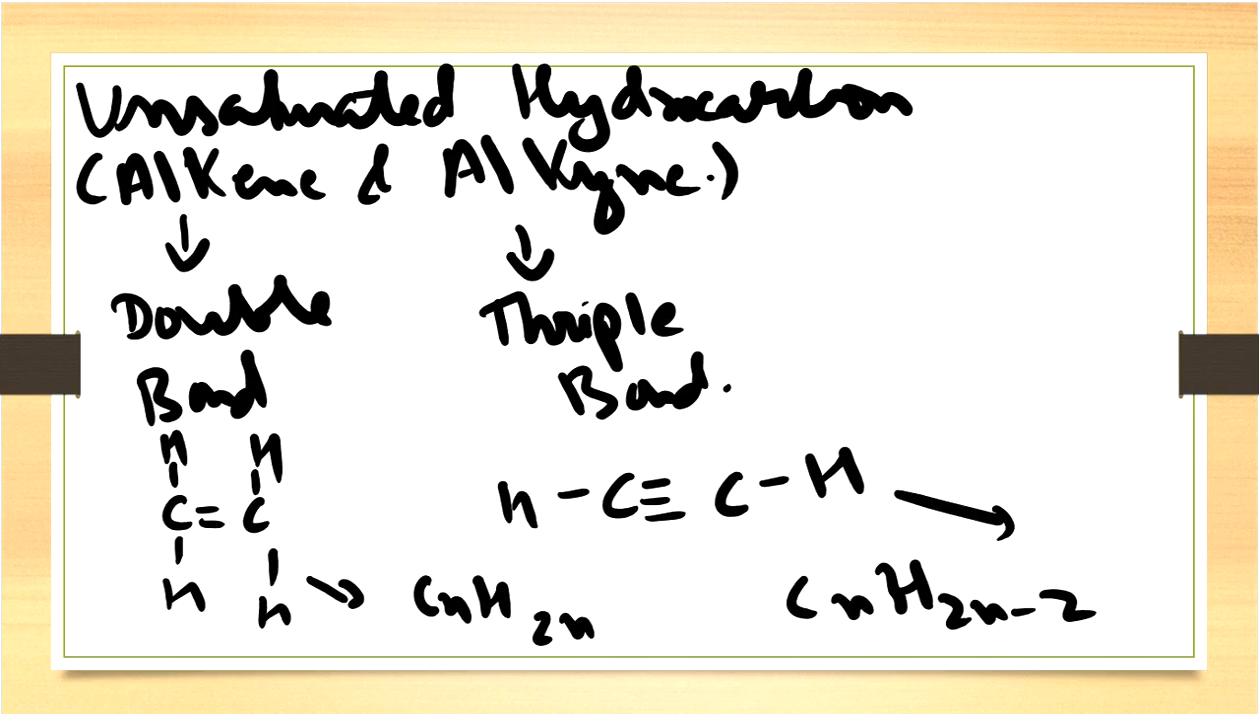Next will be unsaturated hydrocarbons: alkene and alkyne. There is a double bond for alkene and a triple bond for alkyne. So C double bond C is an alkene, and C triple bond C is an alkyne. The formula for alkene is CnH2n and the formula for alkyne is CnH2n-2. Remember, n is the number of carbon atoms.